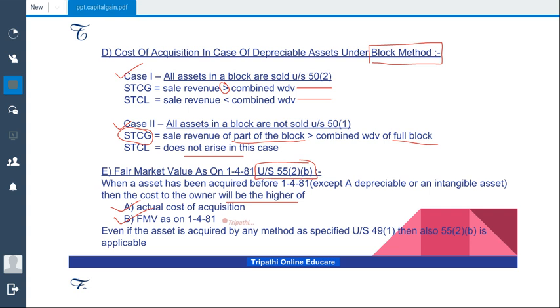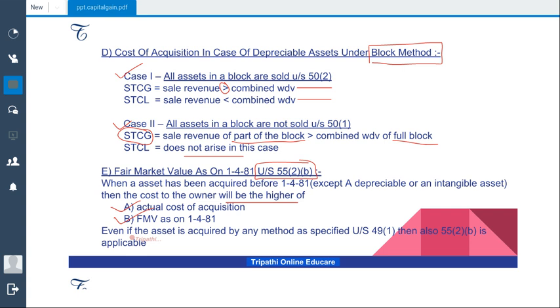So let's say if your actual cost of acquisition is 1 lakh and fair market value as on 1/4/81 is 1,50,000, then you will have to take the higher, that is 1,50,000. So it's a benefit given by the government to us. You need not be calculating index cost of acquisition based on the actual cost of acquisition. You can compare this actual cost of acquisition with the fair market value, and whichever is higher, you can consider that, and then you go for index cost of acquisition, right?